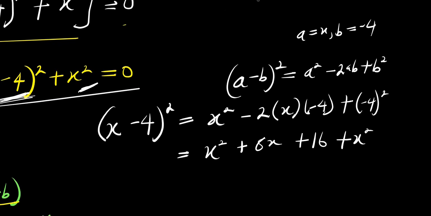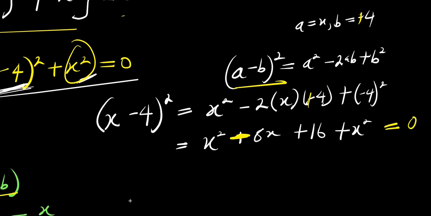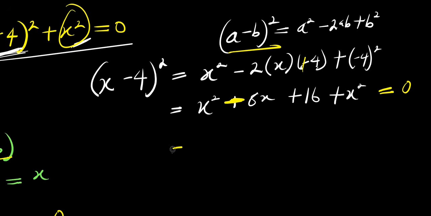Observe something, b is 4, so b is not minus 4, b is 4 here. So this is 4, this is minus 8x, because b is 4. This is the identity that we use. So we have this, then we have plus x squared, this x squared here, and this equals 0.